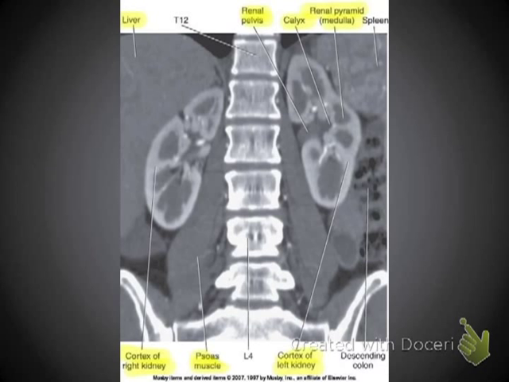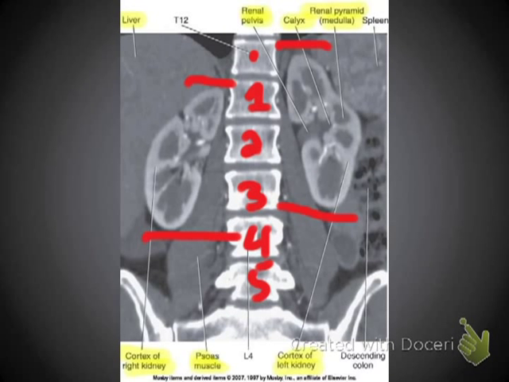So if we begin with this being T12, then we've got L1, 2, 3, 4, 5. So remember that we said T12 to around L4. So in this case, we have the right kidney extending down from 1 to 4, and the left from 12 to 3. And so the left kidney, once again, is situated just slightly higher than the right.